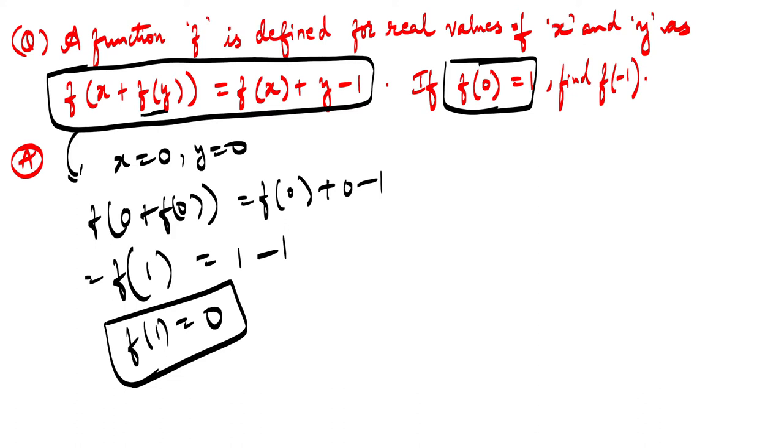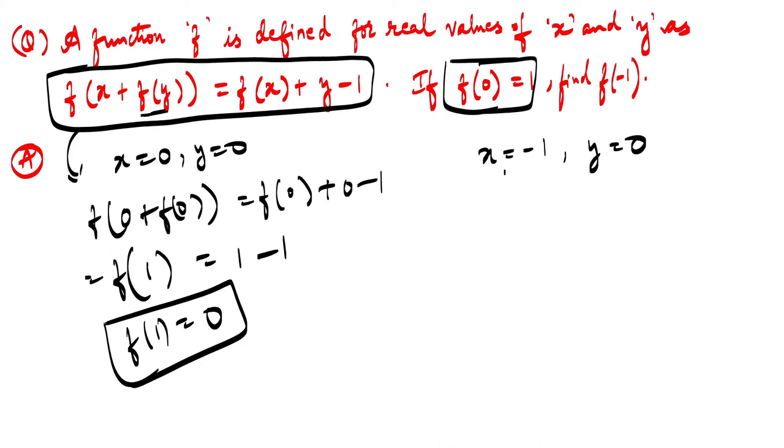So how can we calculate the value of f of minus 1? What are the values that we can substitute in order to derive f of minus 1? Just observe, if we make y as 0 and x as minus 1, let's do that and see what we get. We can substitute any value until we get the value that we wanted to find out. There is no restriction to that.